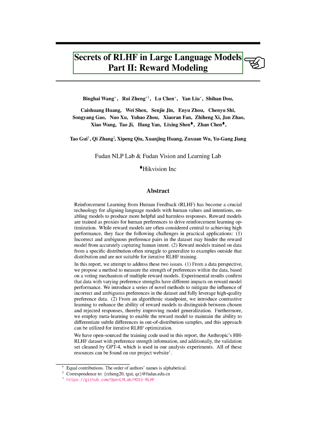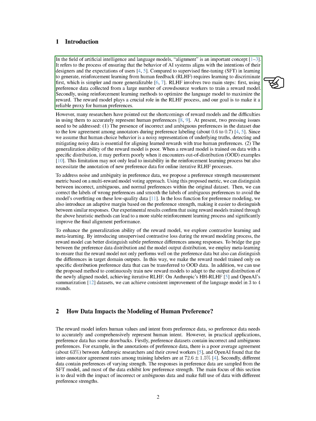Section 1 Introduction. In the world of artificial intelligence and language models, we often talk about alignment. This is the process of making sure that the actions of AI systems match the intentions of their creators and the expectations of their users. When we compare this to supervised fine-tuning, SFT, in learning to generate, reinforcement learning from human feedback, RLHF, requires learning to discriminate first, which is simpler and more adaptable.